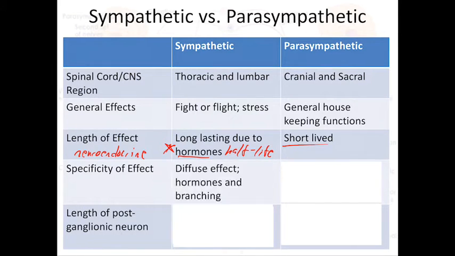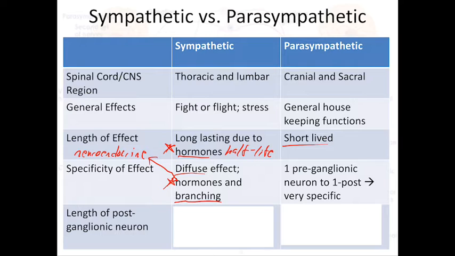Specificity of effect. Sympathetic has very diffuse effects because of two reasons: the branching in that long postganglionic neuron we just talked about, and the fact that there's hormones via this neuroendocrine portion. Parasympathetic, very specific effects. We just said this, long postganglionic neuron and short here.